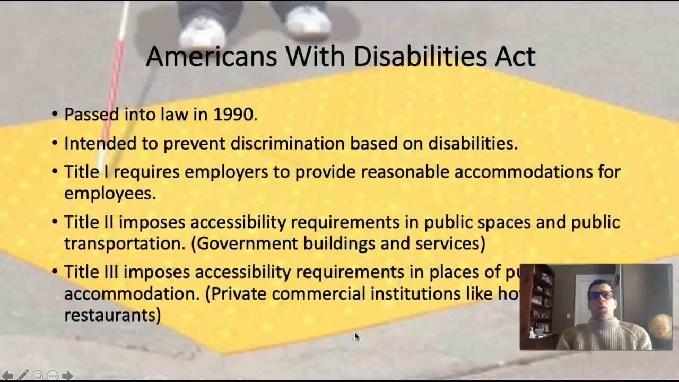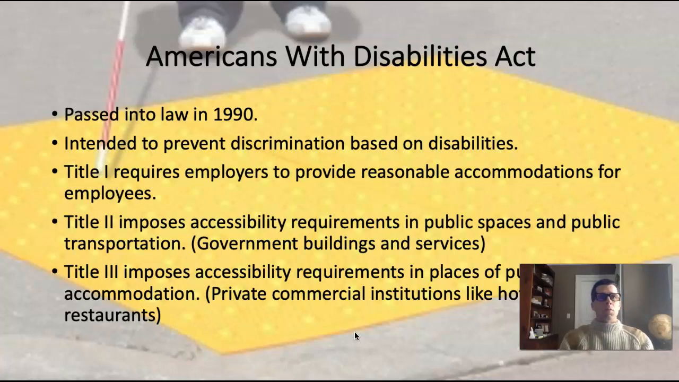So the ADA, Americans with Disabilities Act, was passed in 1990, one of the legacies of President George H.W. Bush. And it's kind of weird to think about it because I don't feel like 1990 was that long ago, but prior to that, there weren't really legal protections for people with disabilities. And it wasn't until 1990 that we said it's against the law to discriminate against people based on disabilities.